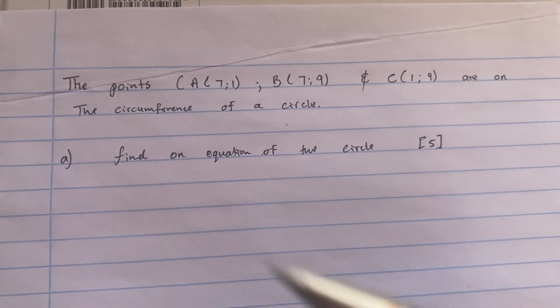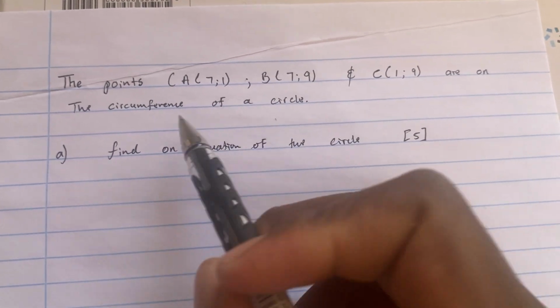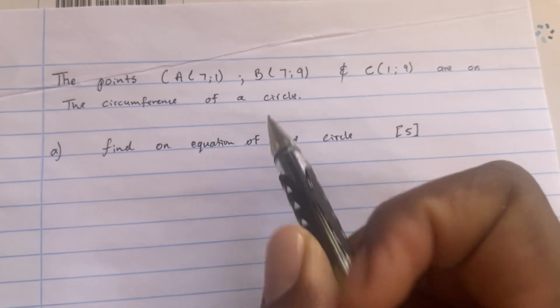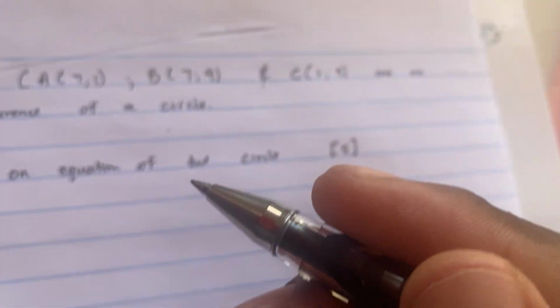So we have a question here. The points A, B, and C lie on the circumference of a circle. Find the equation of the circle. So, okay, let's start with the basics.